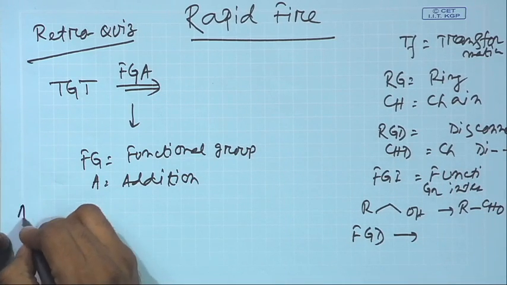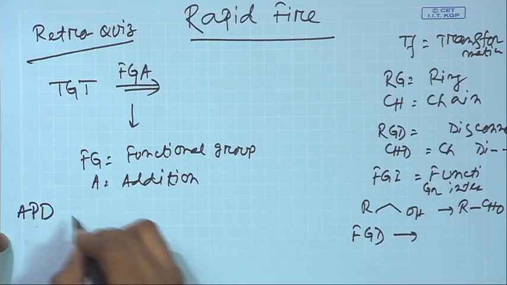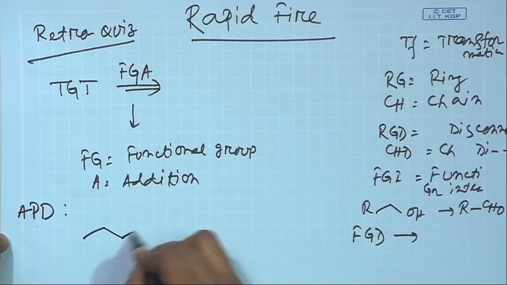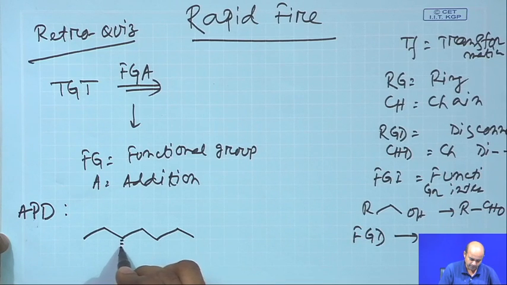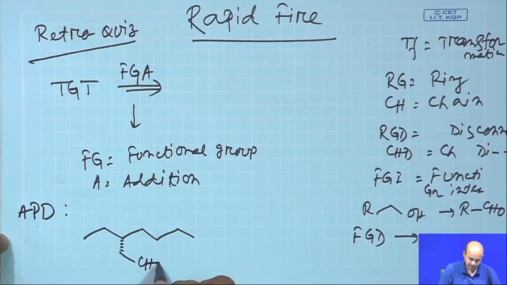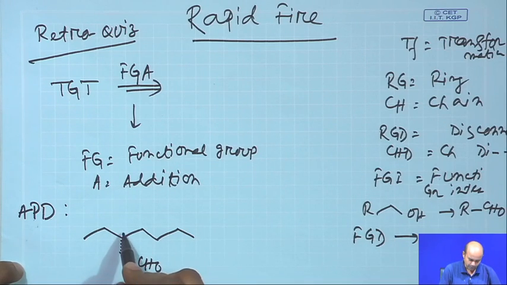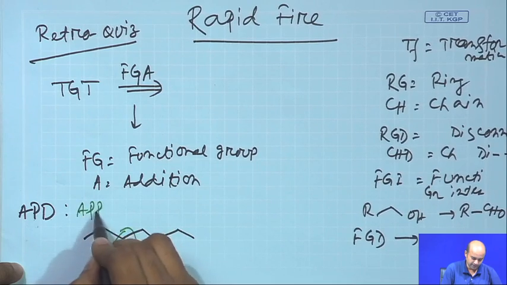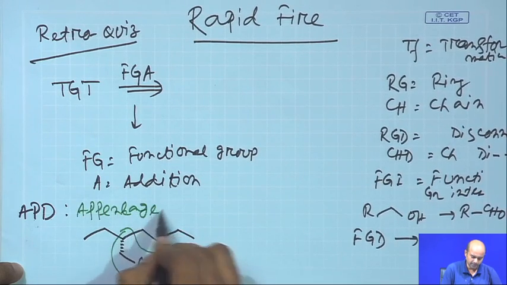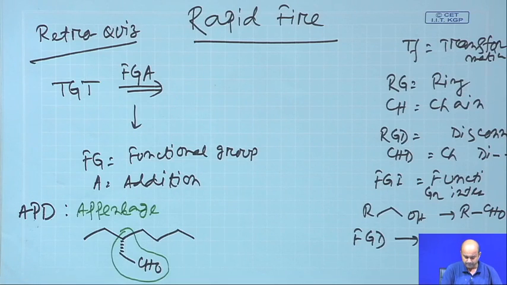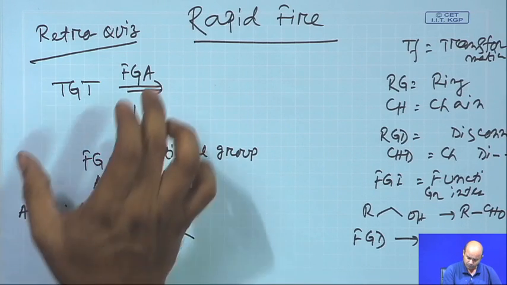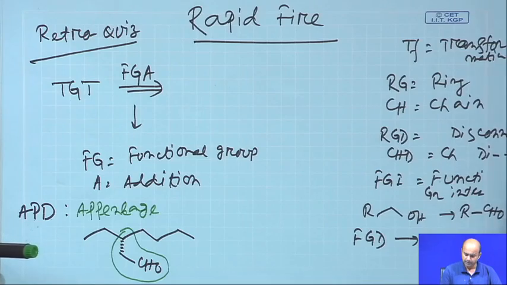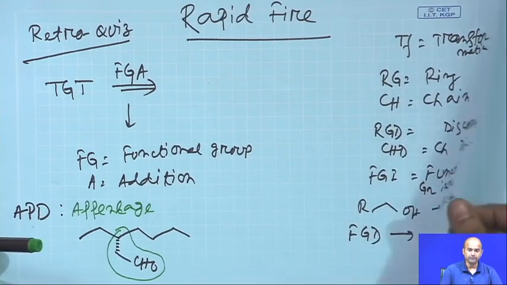One terminology probably all of you are not familiar with is called appendage. What are appendages? Appendages are groups which are hanging off a linear chain. Let us say this is a linear chain, and this particular group hanging off this linear chain is called the appendage. So, CH2CHO which is hanging here is called an appendage. Appendages are basically good points of disconnection.